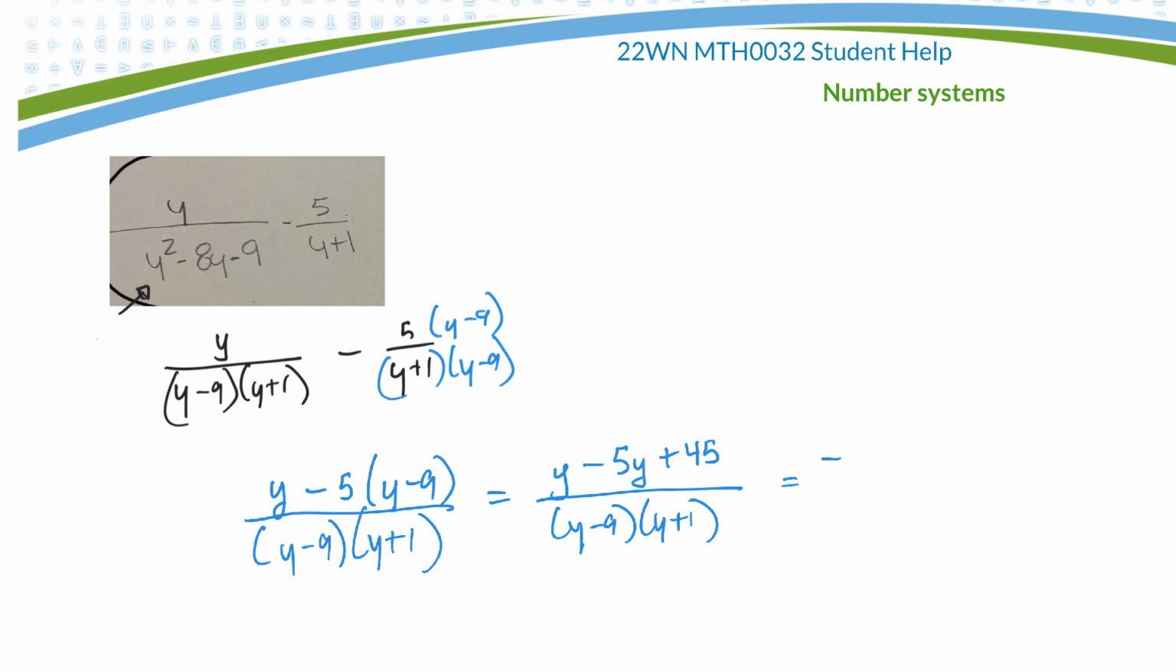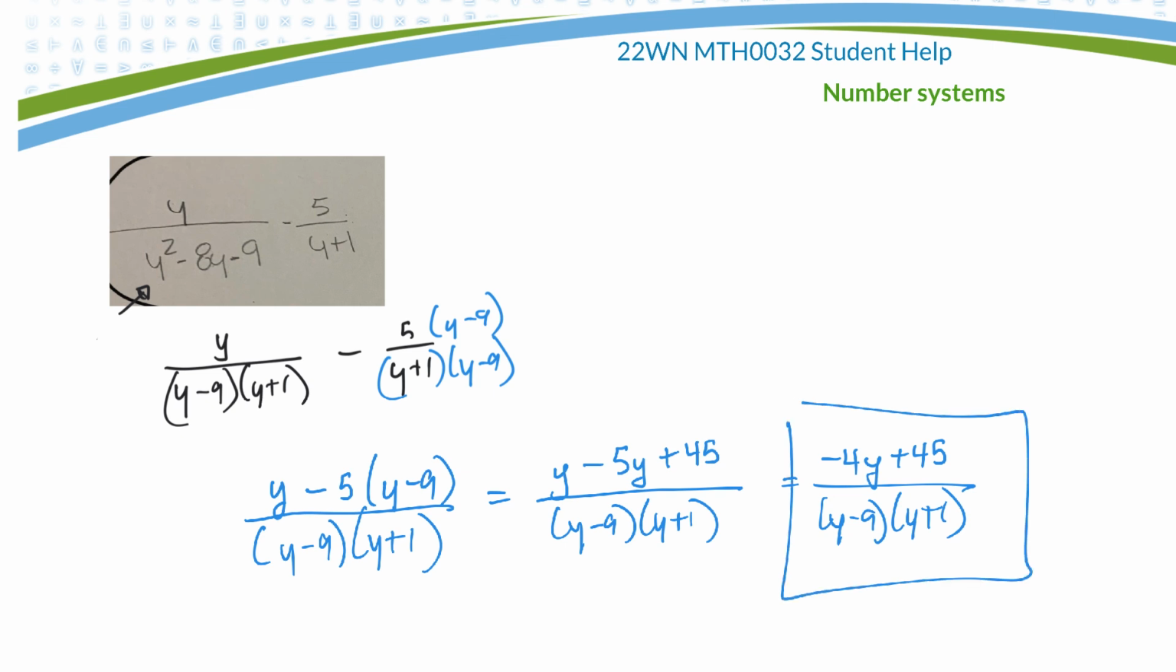And so this would be a negative 4y plus 45 over y minus 9, y plus 1. And I don't think I can factor anything on the top there, so I'd probably just leave it right there.